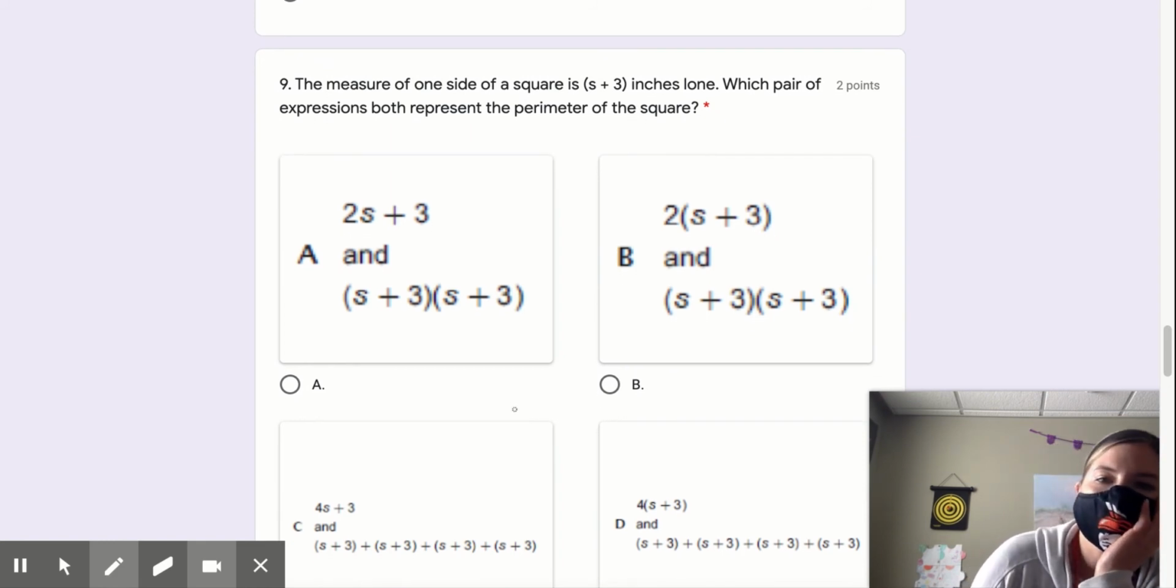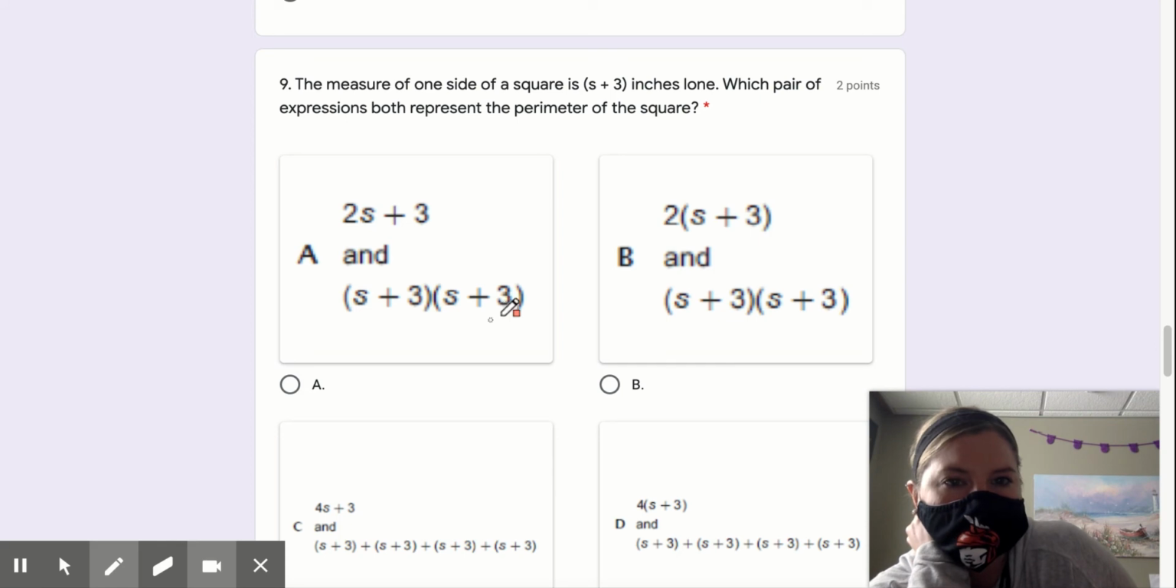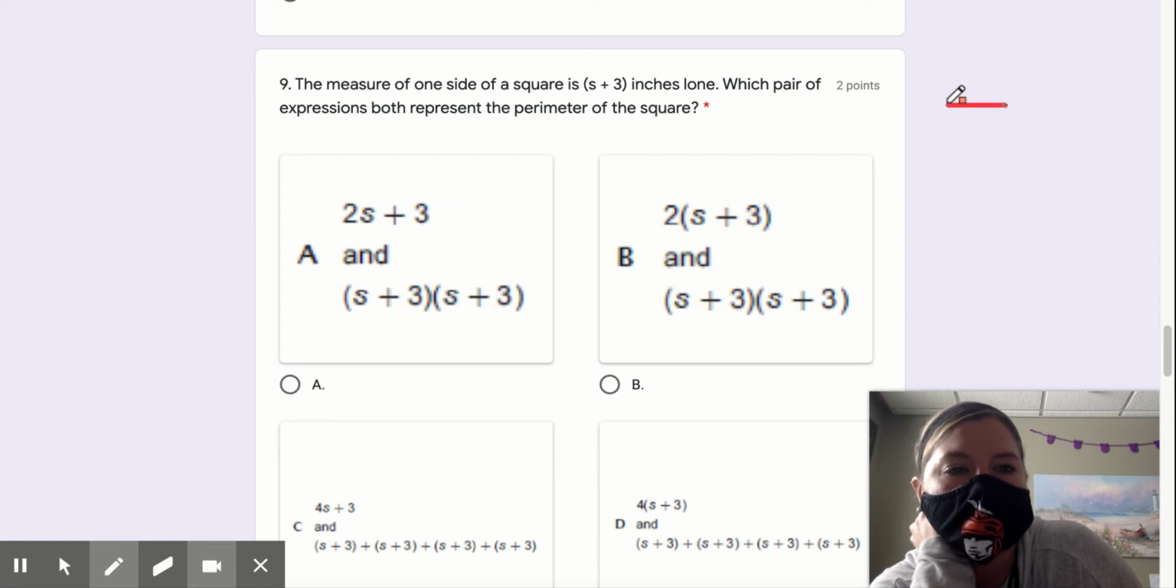Question number 9. The measure of one side of a square is s plus 3 inches long. Which pair of expressions both represent the perimeter of the square? If I were you, I'd draw a picture of the square.